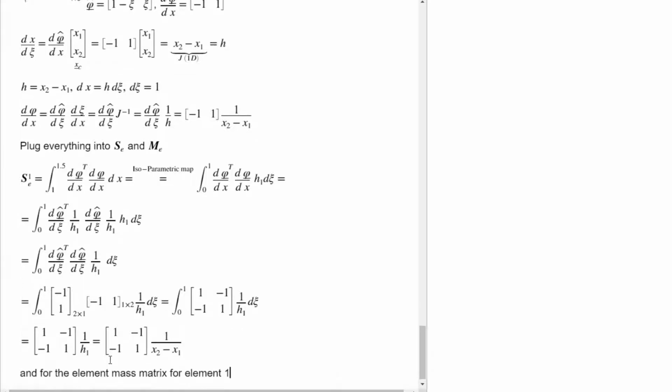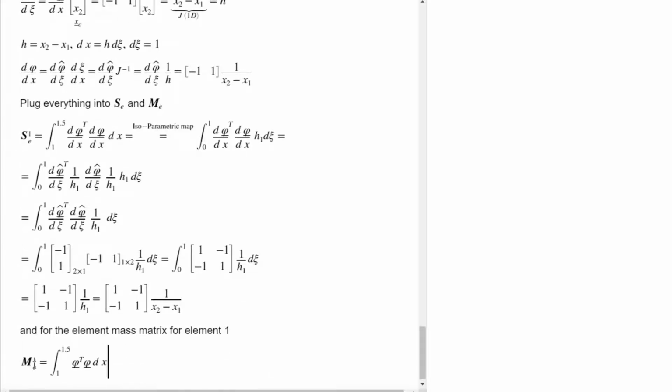We shall now take a look at the element mass matrix for element 1. So the element mass matrix for element 1 is the integral going from 1 to 1.5, and we have our basis functions here, and we're going to replace these with the iso-parametric map. And again, we're going to take this in steps. So using the iso-parametric map, we have this integral change from 0 to 1 instead, and the stuff is the same, times h1 dx.